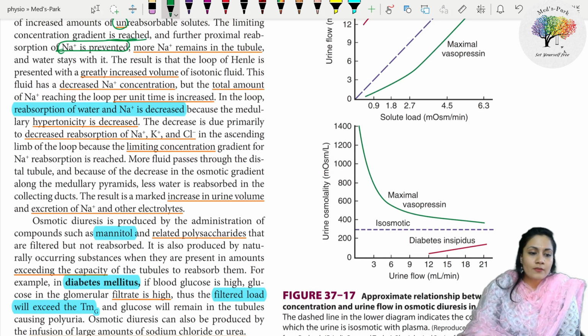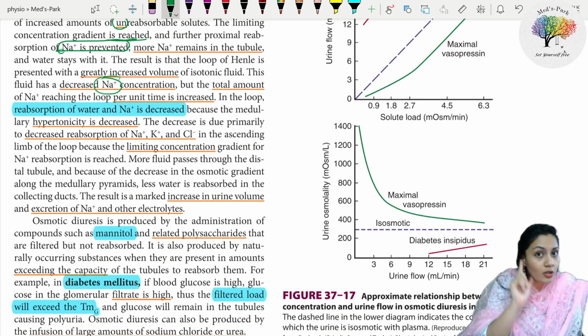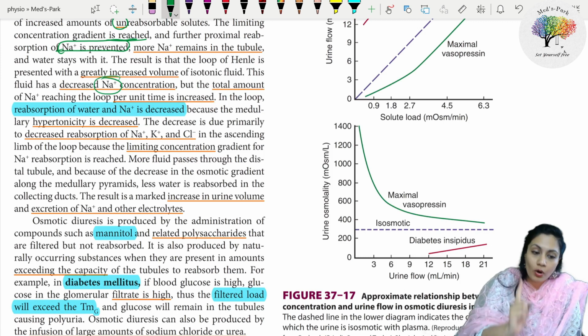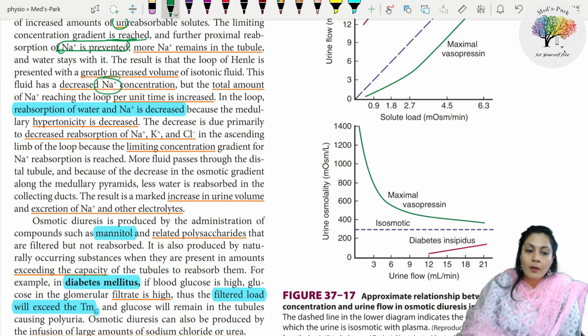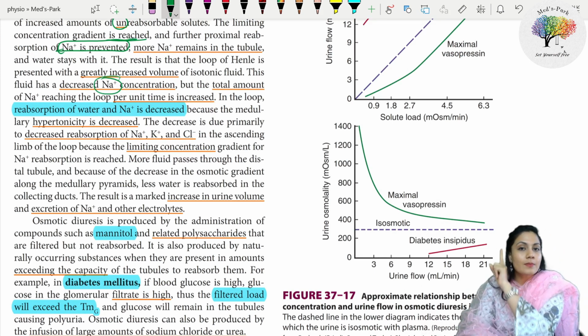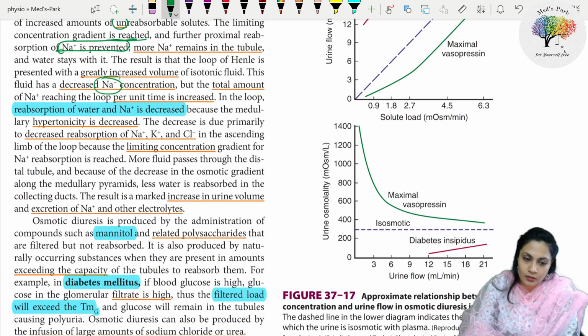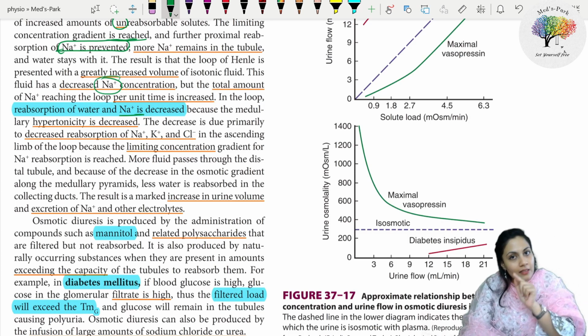Let's move on. This fluid has decreased sodium concentration. The amount is increased, but the concentration has decreased because more water was there. Understand that. But the total amount of sodium reaching the loop per unit time has been increased, right? It is increased. In the loop, reabsorption of water and sodium is decreased because the medullary hypertonicity is decreased.